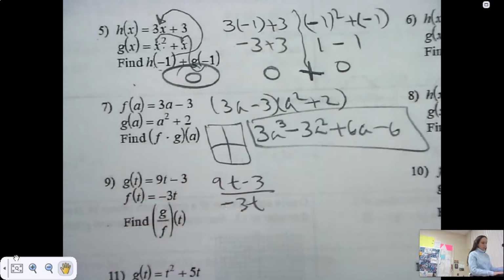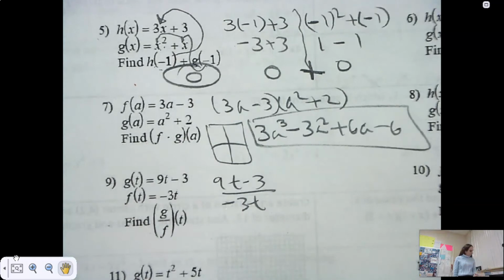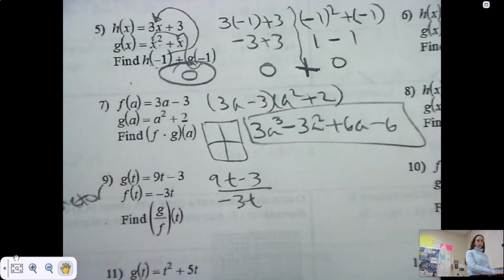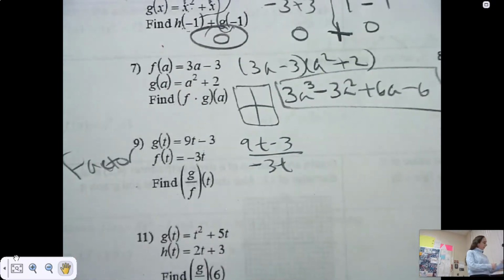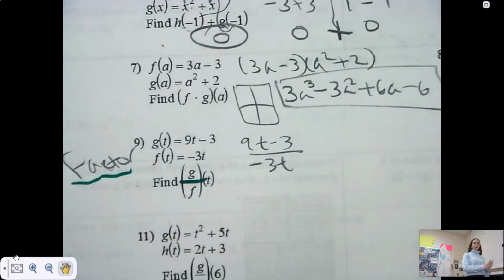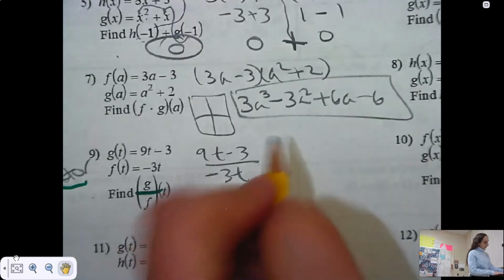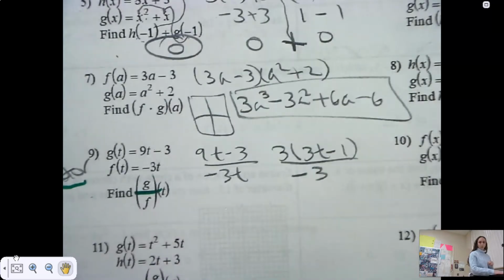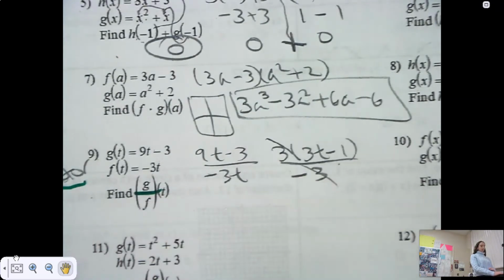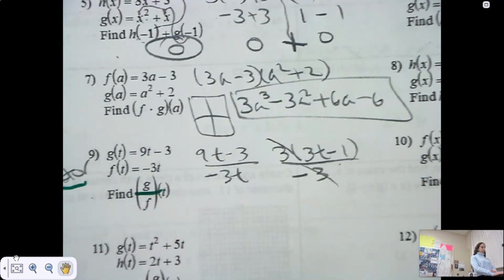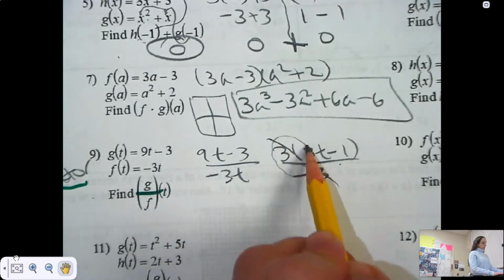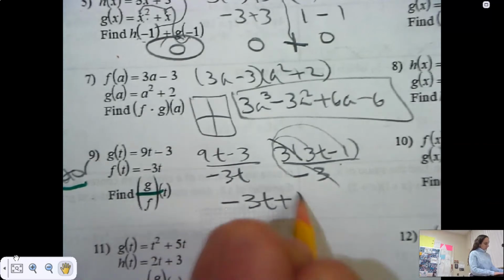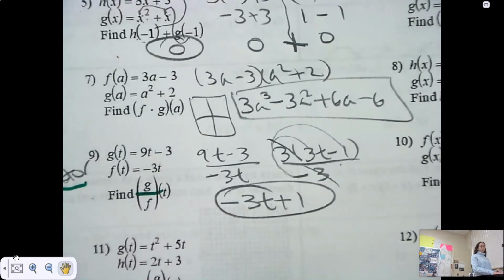Now number 9, they want you to divide. And some of you go, cool, that was easy, it's done. No, you can factor. So be careful when it's dividing. You may be able to factor to simplify. So I can take out a 3. I'd be left with 3t minus 1 over negative 3. 3 here, gone. I don't like a negative on the bottom. So I bring it to the top, but I got to bring it to everything. So that's negative 3t plus 1.